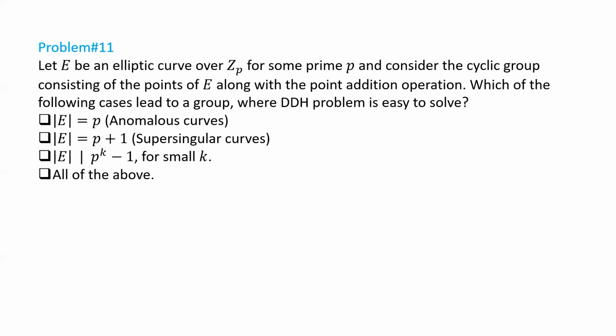Now, also if mod E divides P to the power k minus 1 for small k. So all these three cases should be avoided. So the last option is correct.